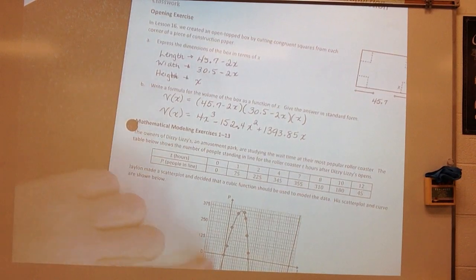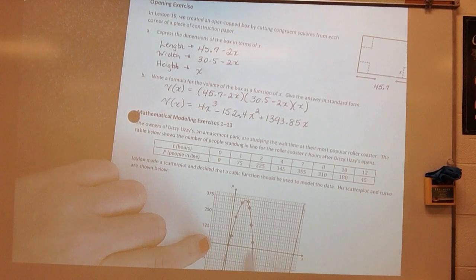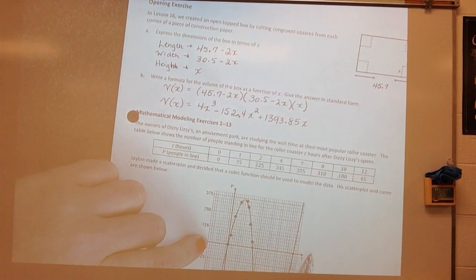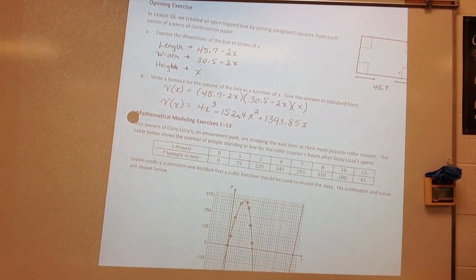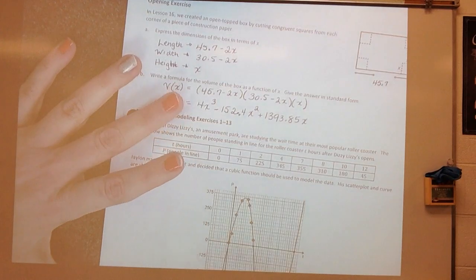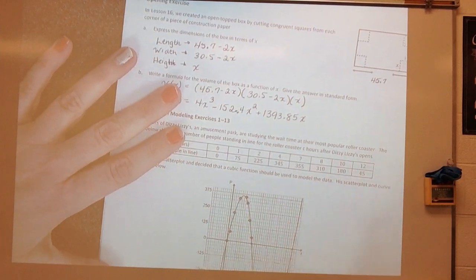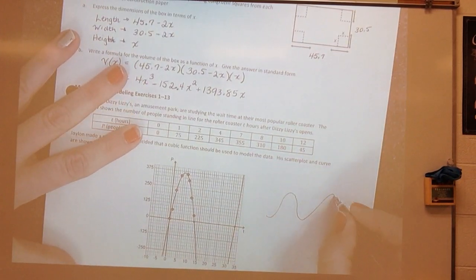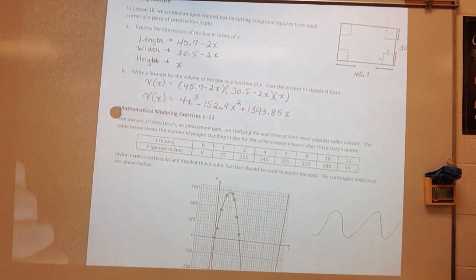Domain. Domain is our x values here. So what would be reasonable? My graph may continue to go down and up and down and up and down. Like it may end up being something that looks like this constantly. Okay?